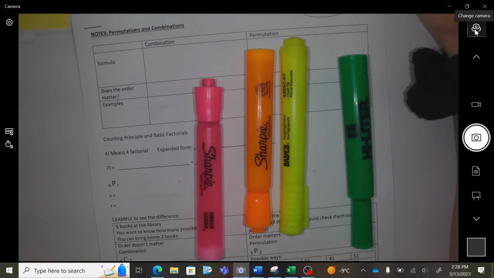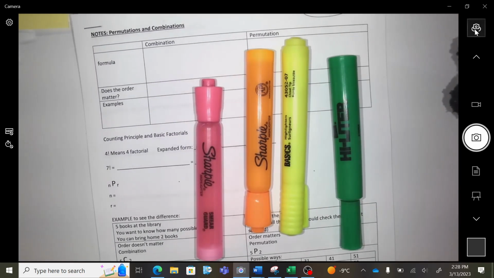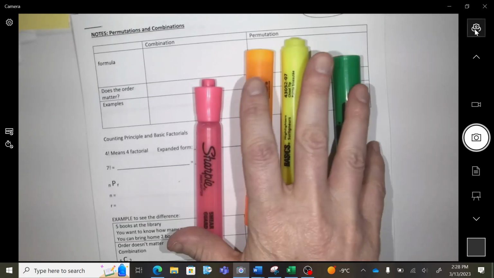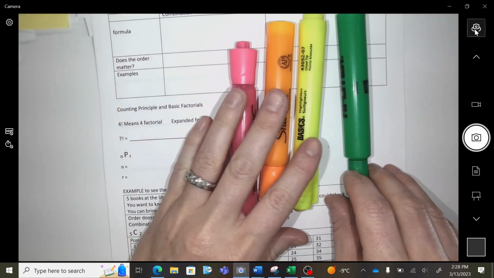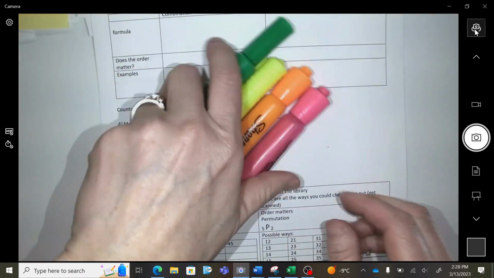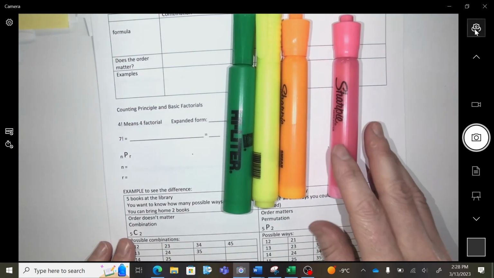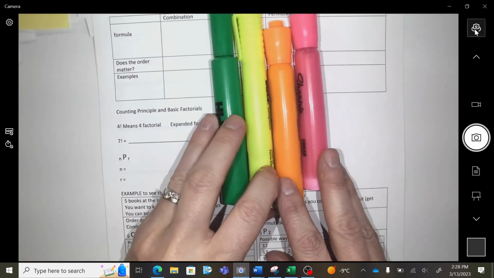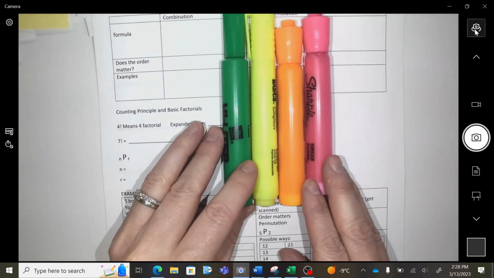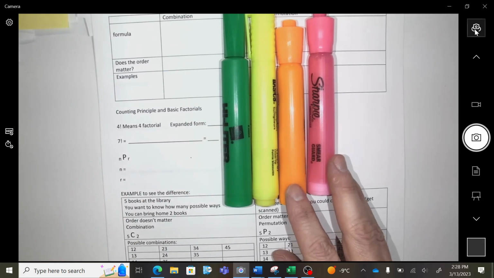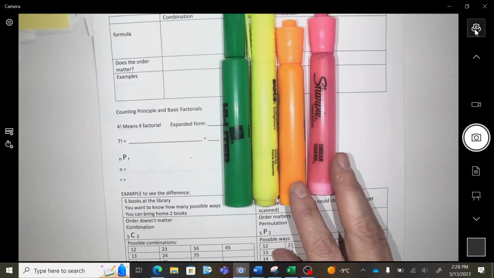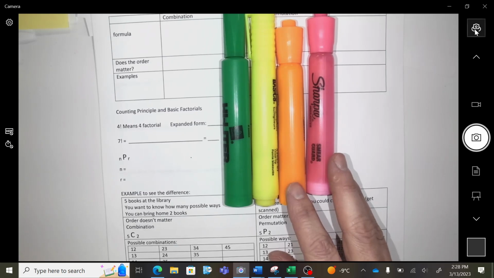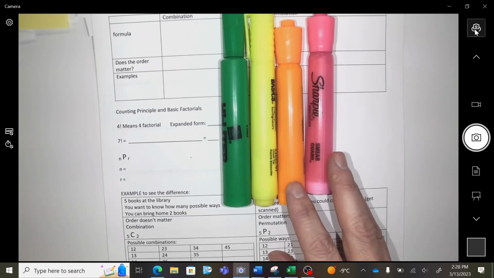Okay, so we're going to learn about permutations and combinations. So no writing for a second. This is just what it all is about. I have 4 markers here, all different, right? And I need to take a combination of 2 markers. So I need to pick, I need to choose 2 markers. Tell me a way I can do that.